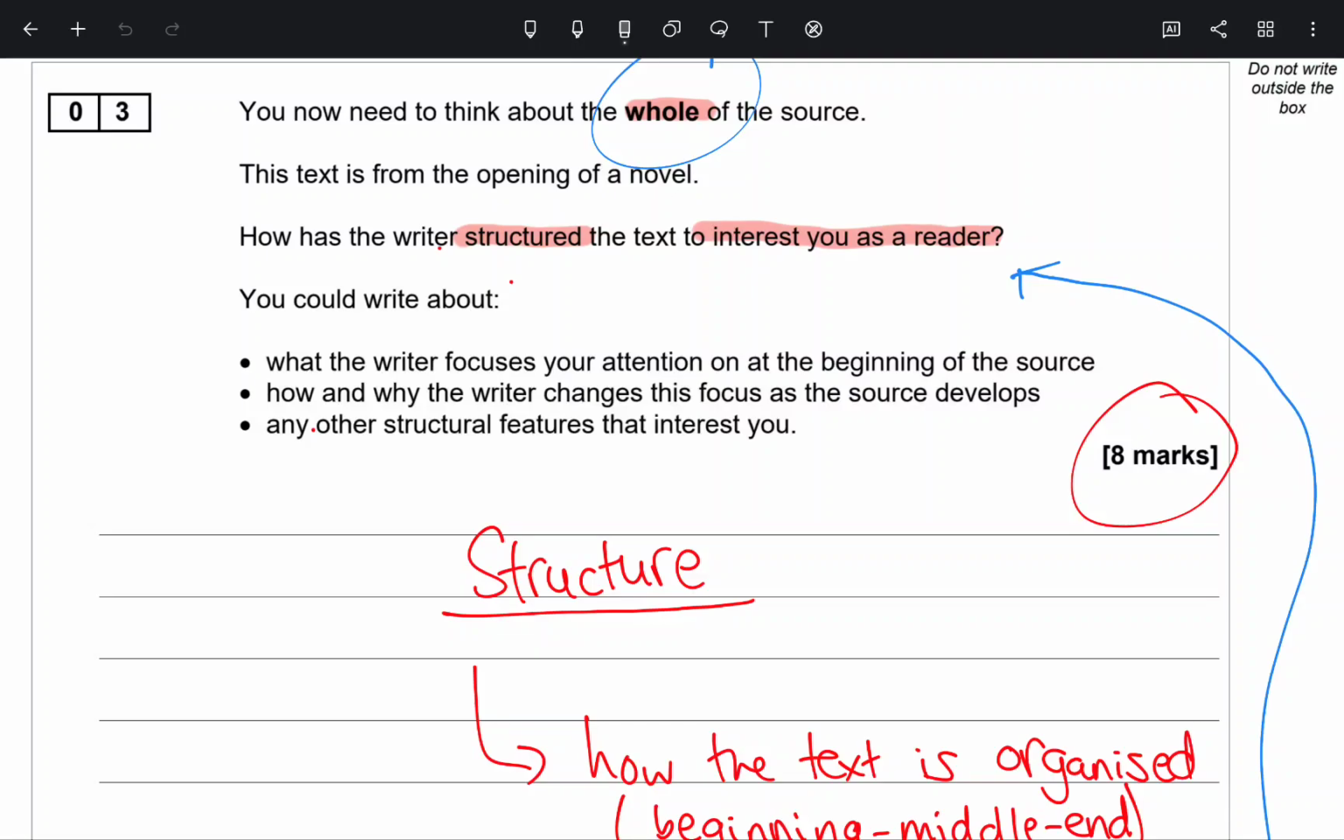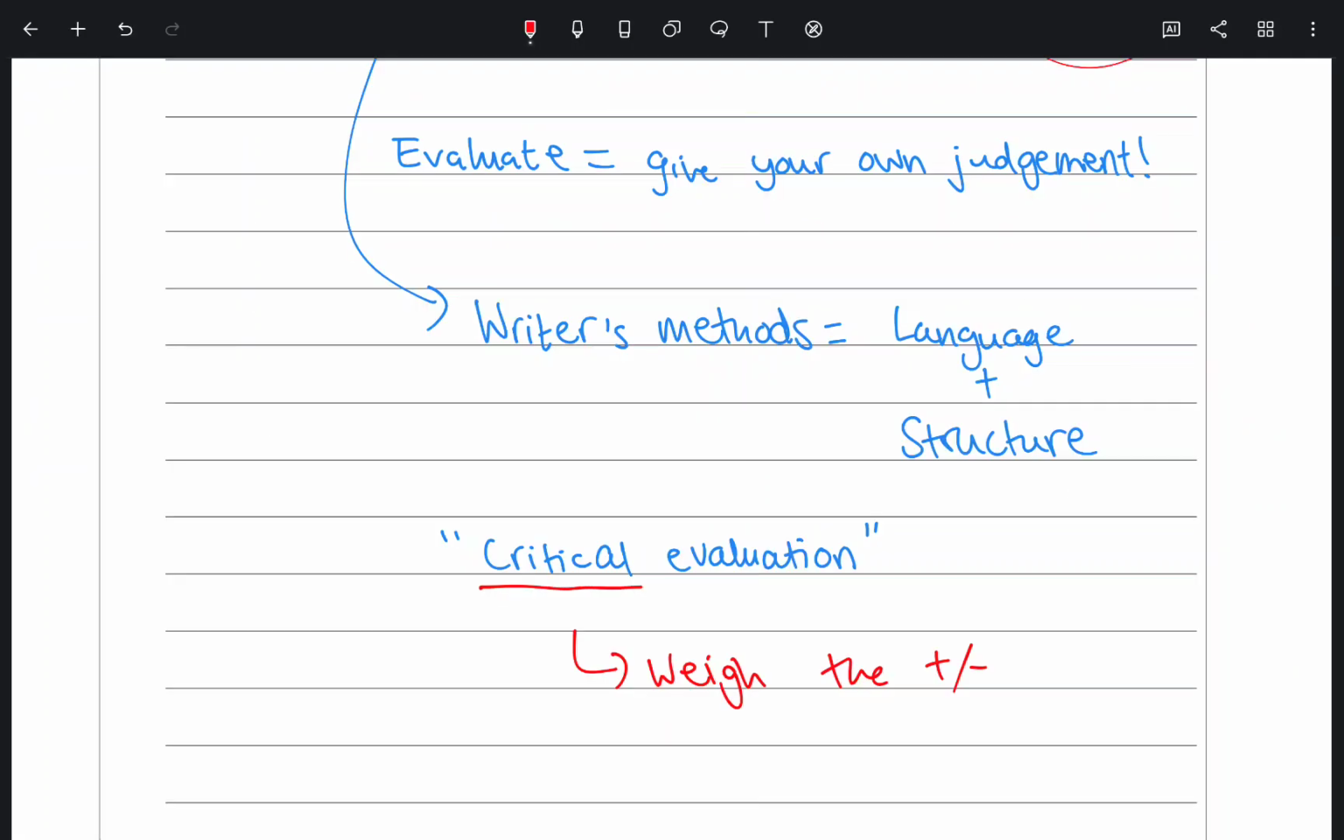Now, question 4 is the evaluation question, as we know. For question 4, evaluation is what you are being assessed on, AO4, and it's worth 20 marks. So what does the word evaluate mean? Evaluate means to give your own judgment. And when you are giving your judgment, you need to support your judgment with evidence from the text.